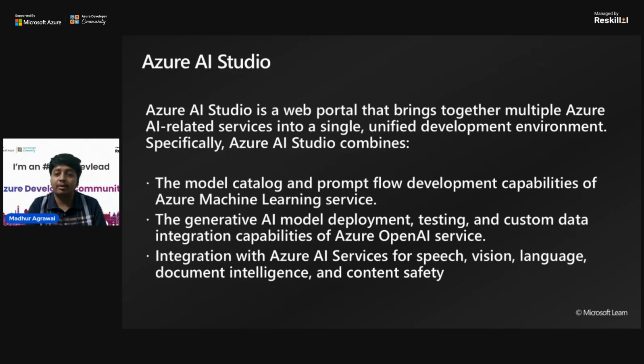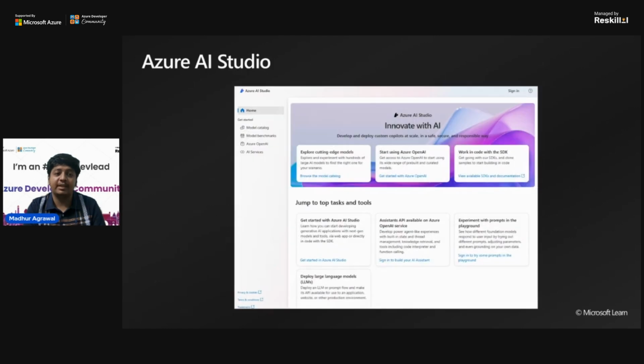Now, this is the Azure AI Studio portal. As you can see here, there are some options like model catalog, model benchmarks, Azure OpenAI, AI services, and a lot more. You can also explore cutting edge models or start using Azure OpenAI. As I recently said, Azure has collaborated with OpenAI for getting its foundational as well as all the recent models that it has launched. OpenAI has recently launched the GPT-4o model that you can also get in the Azure AI Studio, and it can integrate into your application or business. So this is how the Azure AI Studio portal looks.